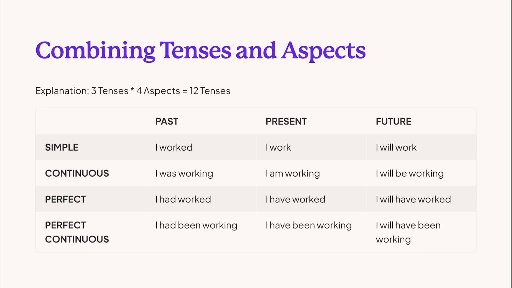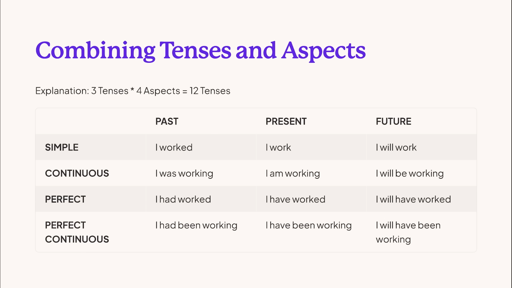Look at this table. As you can see, when we combine 3 tenses and 4 aspects, we get the famous 12 that everyone keeps talking about. So the tenses show us when the action takes place, while the aspects give us additional information about the action and show if it's a completed action, a continuous action, and so on. Basically, they show us how the action is happening.